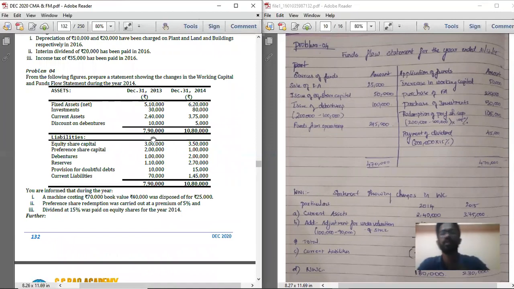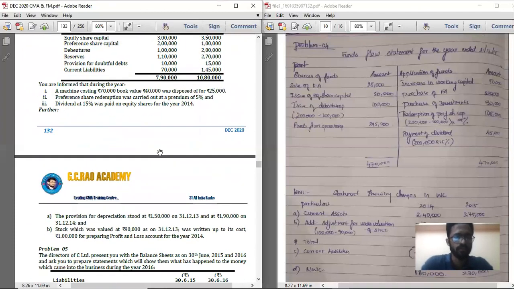So next, moving on to problem number 4. Problem number 4 also the same thing. So there is no new addition and all. We should first calculate changes in working capital, then each adjustment we should calculate in separate accounts, then we should calculate the P&L appropriation and P&L adjustment account, so that we can arrive at the fund flow statement.